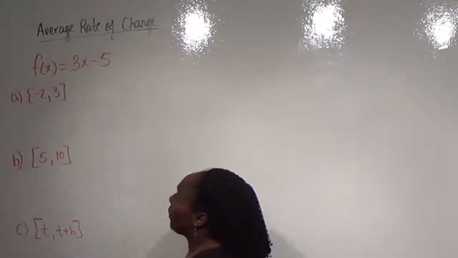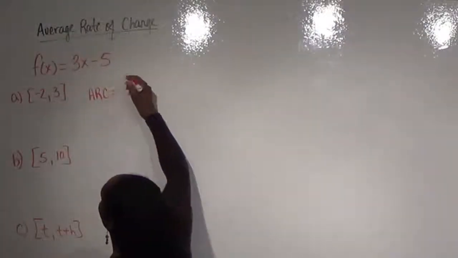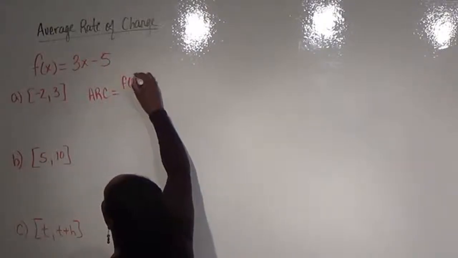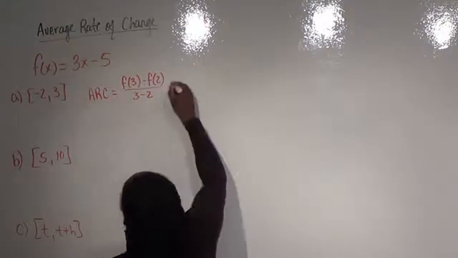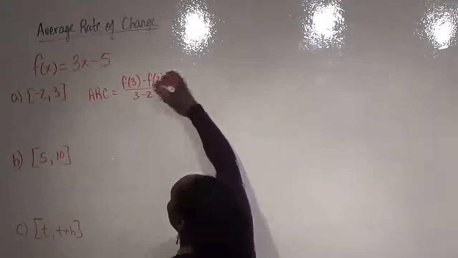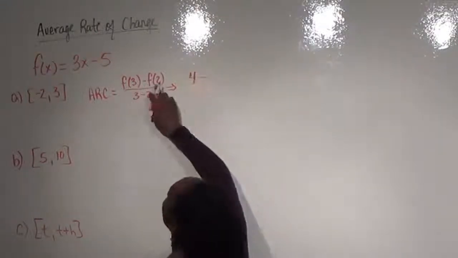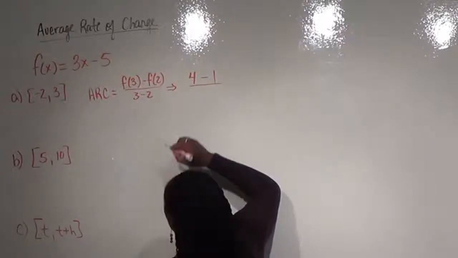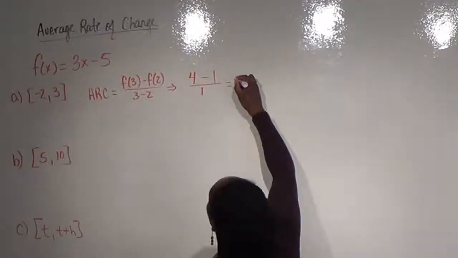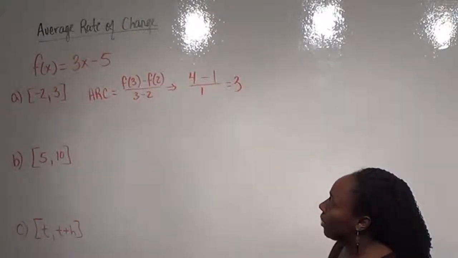For this first one, if I'm looking at the interval from -2 to 3, my average rate of change is going to be f of 3 minus f of -2 all over 3 minus -2. When we plug in, at 3 we get 9 minus 5, which is 4. At -2 we get -6 minus 5, which is -11. And on the bottom we get 5. Simplifying, we see that our average rate is just 3.